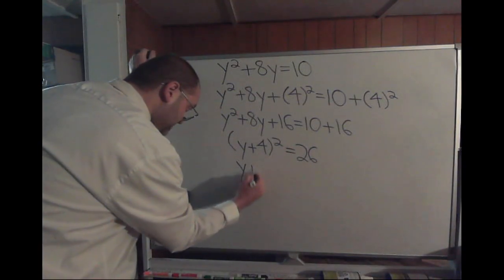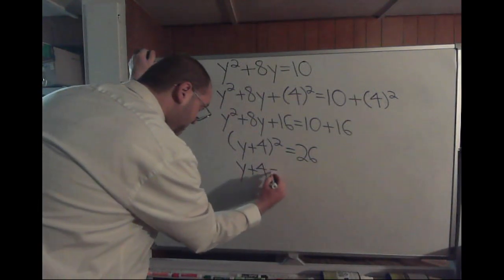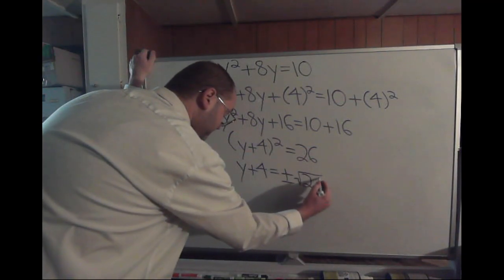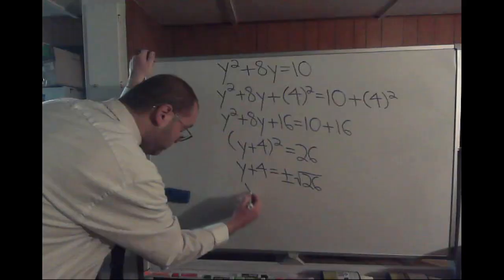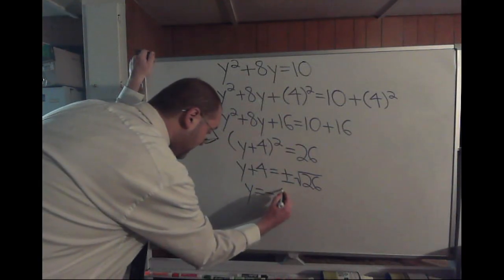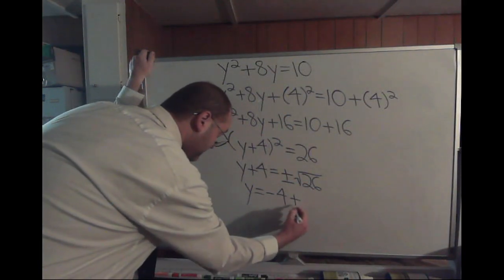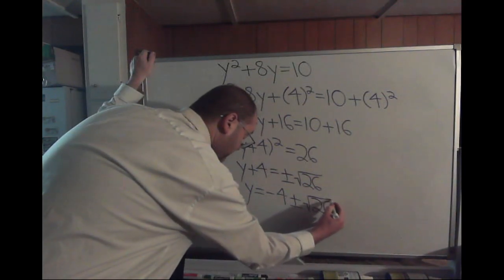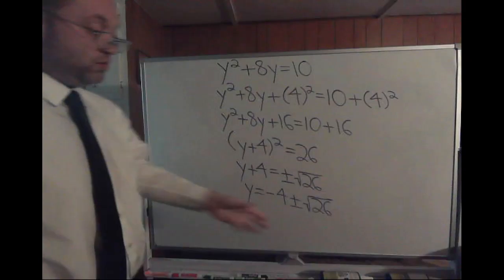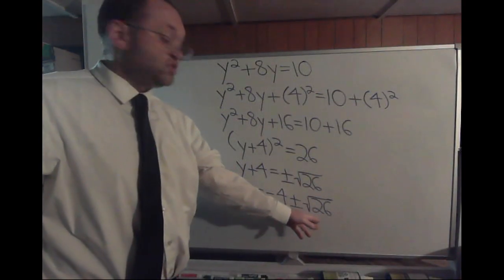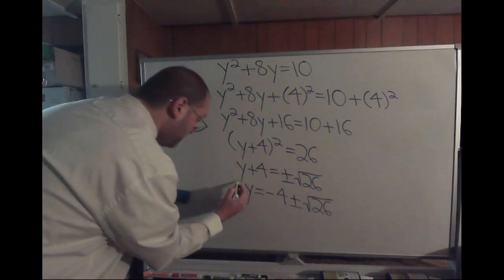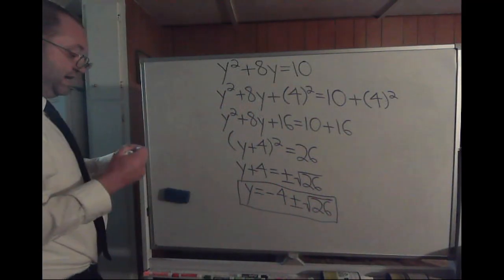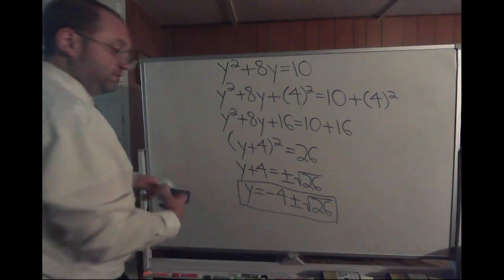I'll get y plus 4. That'll be equal to plus and minus the square root of 26, which means y is going to equal negative 4 plus and minus the square root of 26. And square root of 26, well, 26 is not a perfect square, nor are any of its factors, so that's going to be the answer I get here. Y equals negative 4 plus and minus the square root of 26.